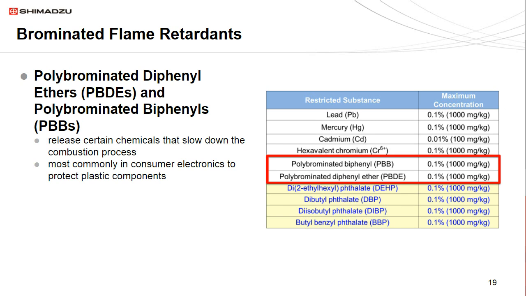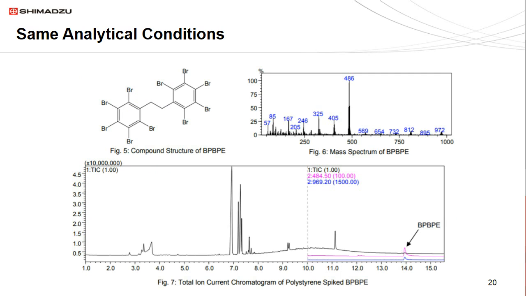So we're about to take a look at an application now where we are using the exact same setup to quantify brominated flame retardant. Using the exact same analytical conditions as the phthalate esters, we were able to quantify or detect a brominated flame retardant. So what we ran here was a polystyrene, and we spiked it with BPBPE, which is a brominated flame retardant.